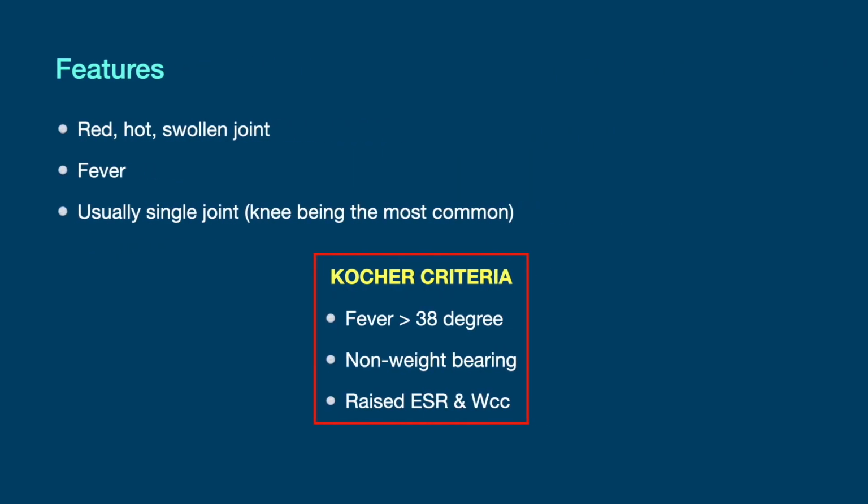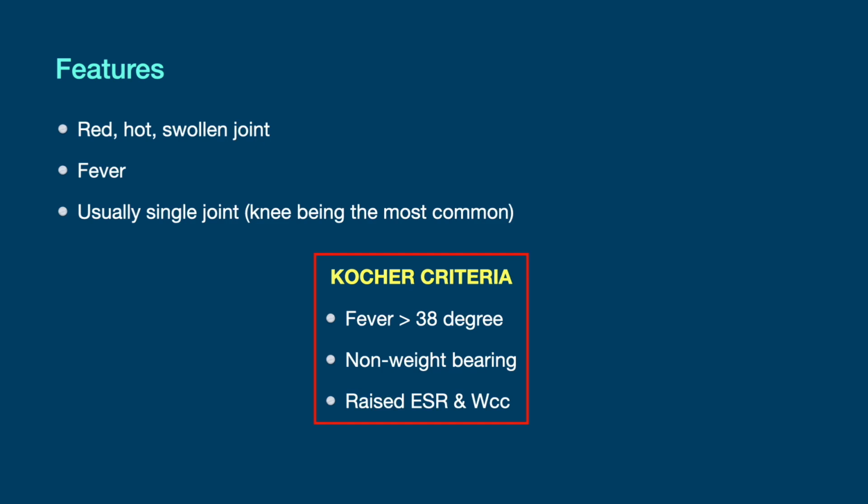Septic arthritis is one of the important differentials for a red, hot, and swollen joint. As it is infective in origin, those affected will often present with a fever and a joint which is erythematous, hot, swollen, and painful with marked reduced range of motion. Usually, only a single joint is affected. Any joint can be affected, with the knee being the most common.